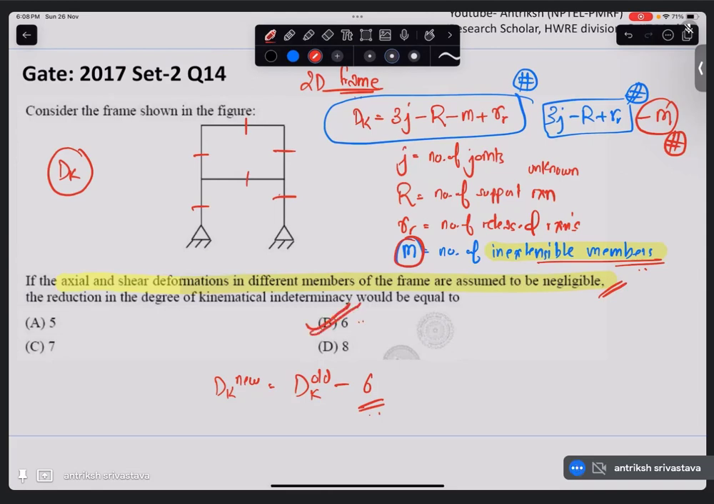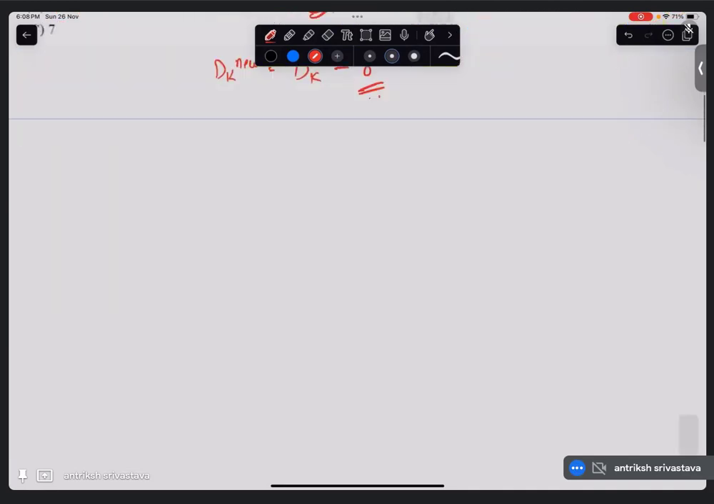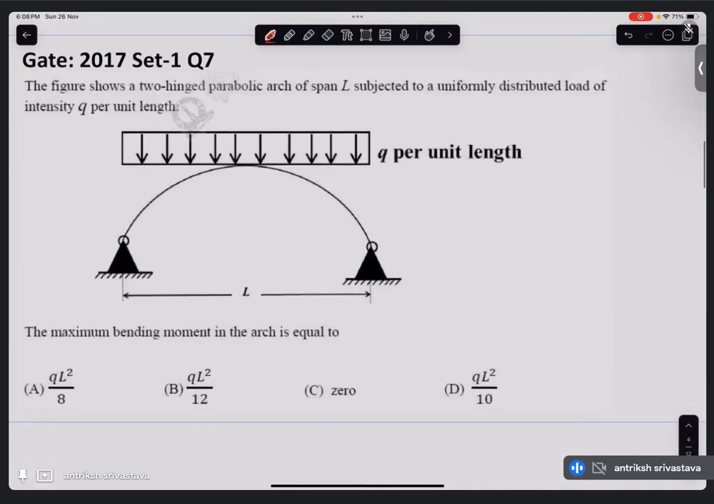Okay. Now let's go to the next question. This is a classic question. Everyone, I think, should know the answer to this question. The figure shows a two-hinged parabolic arch of span L, subjected to UDL, uniformly distributed load, Q per unit length. Can be W, can be anything. No, it can be written as W also. Usually I have seen W. Now what they are asking is, what is the maximum moment in the arch equal to?